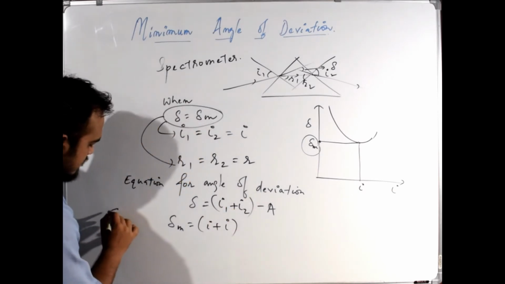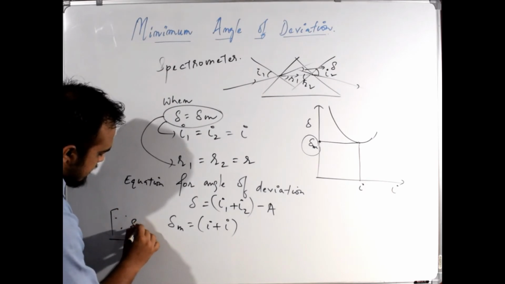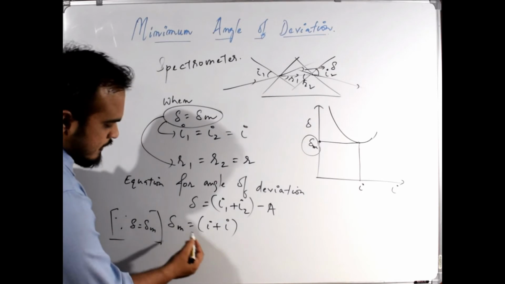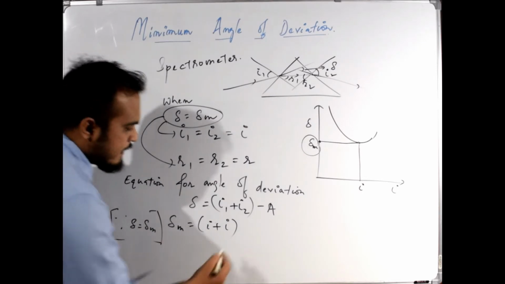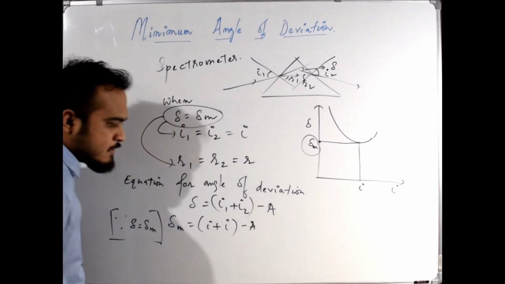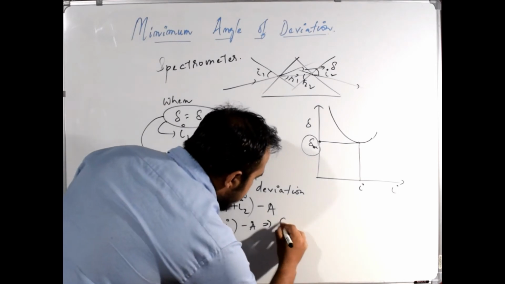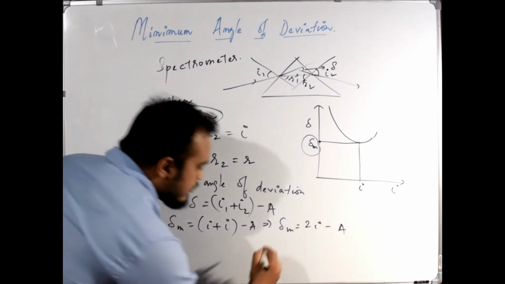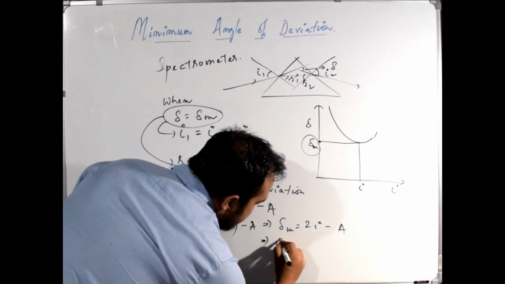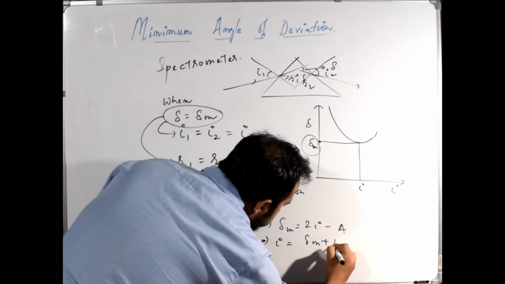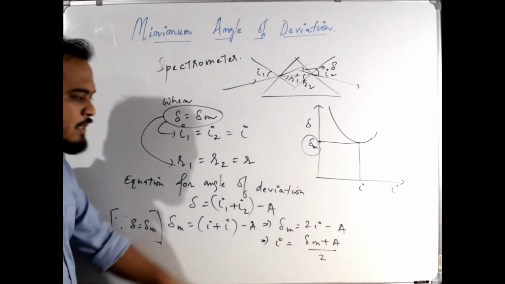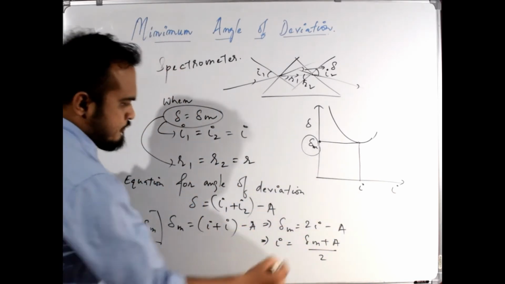Since delta is equal to delta m, delta m will be equal to i plus i minus a, so this implies delta m is equal to 2i minus a. So finally, i will be equal to delta m plus a divided by 2.